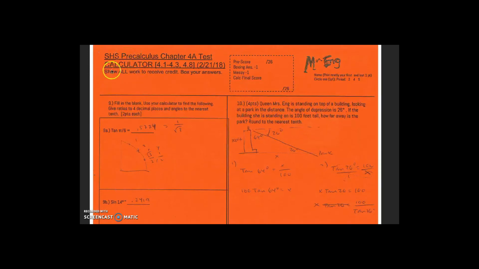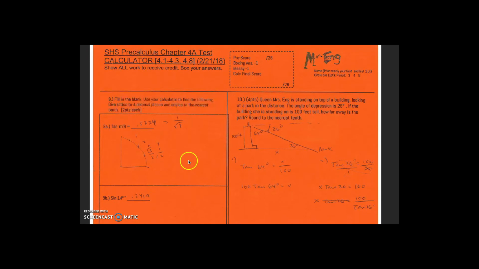Alright, going over the calculator part, the bright orange paper, that was out of 26 points. Question number 9 says, fill in the blank, use your calculator to find the following. Give ratios. Okay, ratios are just 2 sides to 4 decimal places. And angles, right, it tells you you're trying to find an angle. Angles are measured in degrees and radians, right? If you're trying to convert, that'll be to the nearest tenth. That'll be 1 decimal place.